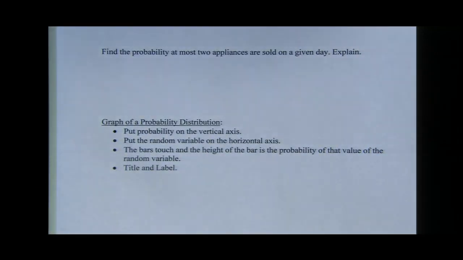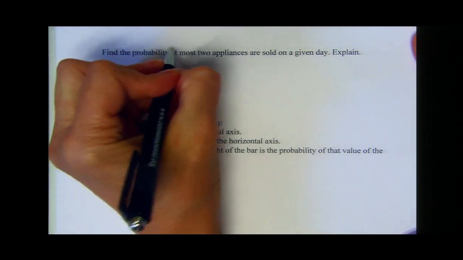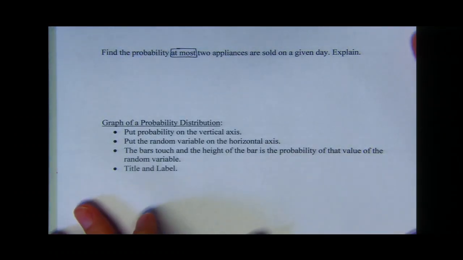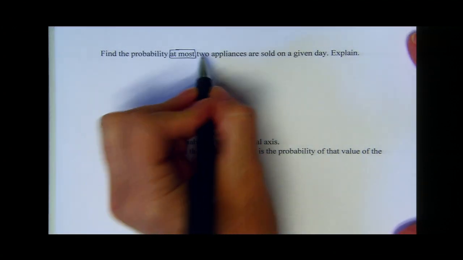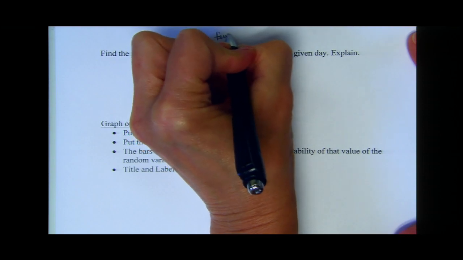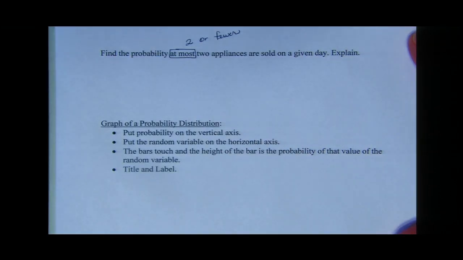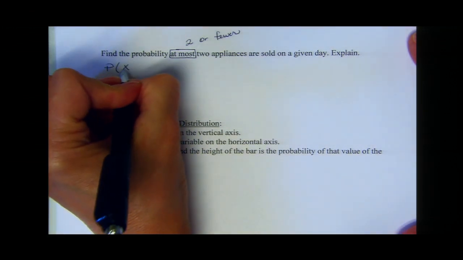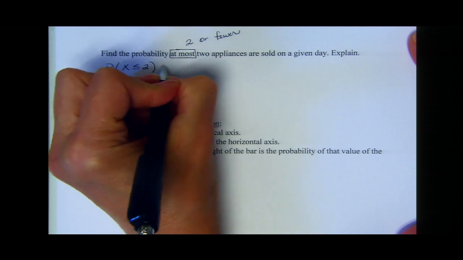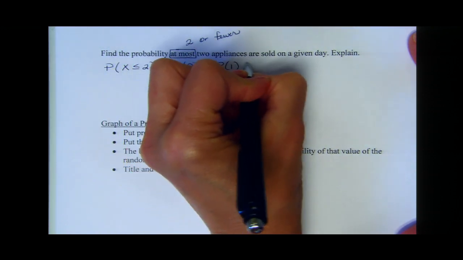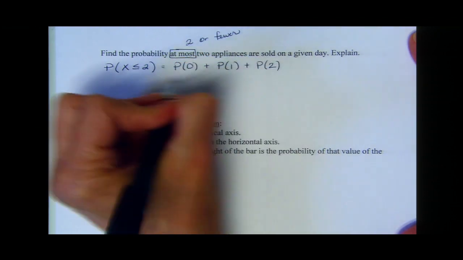And it says, find the probability at most 2 appliances are sold on a given day. At most 2 would mean 2 or fewer. Be careful with that. At most is kind of a tricky one. So 2 or fewer would be that X is less than or equal to 2. So that would include 0 appliances, 1 appliance, or 2 appliances.